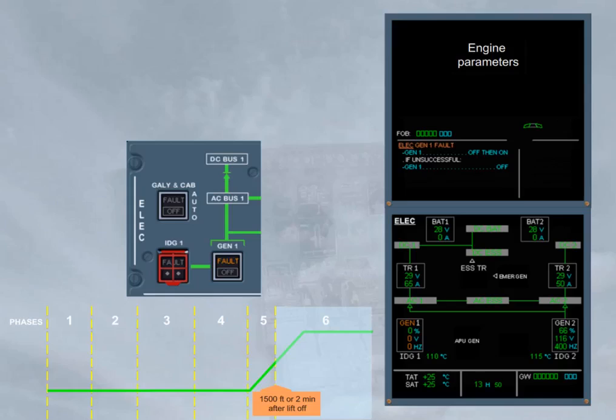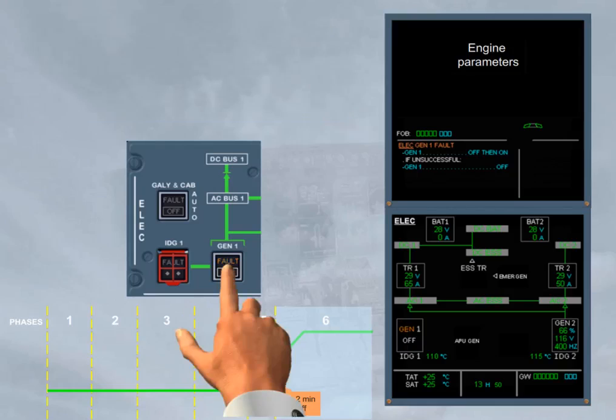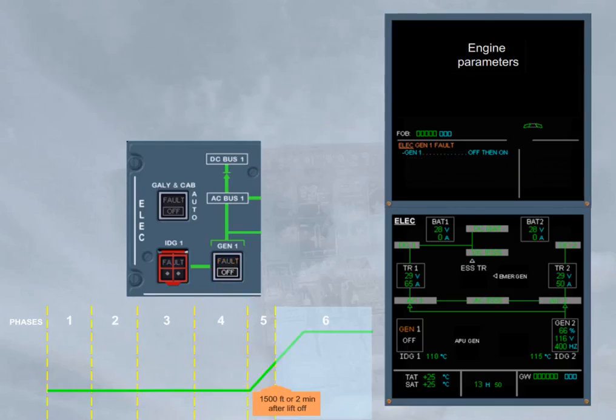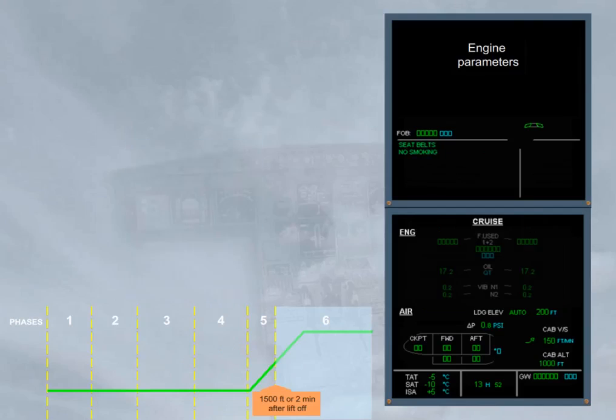Then, when established on a safe flight path, the pilot flying will ask for Ecam actions. We will do it for you. Notice that, as the faulty generator has been recovered, the Ecam is back to the normal memo messages on the engine warning display, and to the defaulted page on the SD.